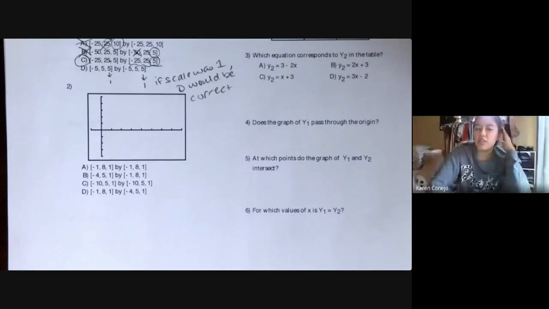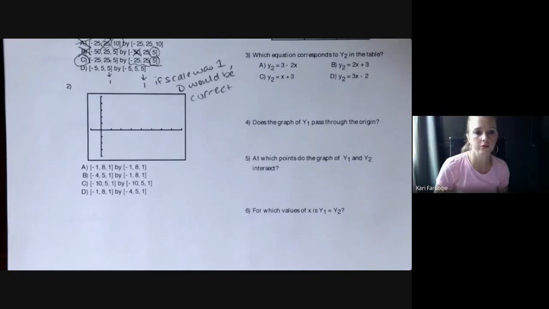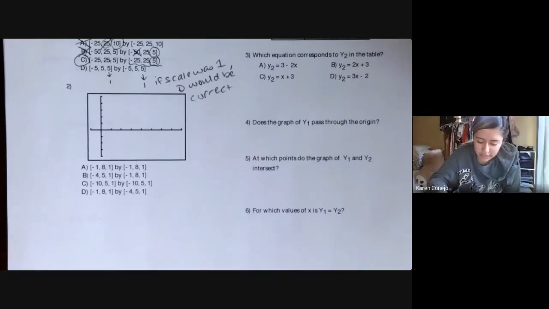I have a question. When you're on the actual calculator and you want to see this actual graph, would you look at those numbers and see it? Let's say I want to get this graph number one on my calculator, the graph we did on number one. Since the answer was C, would I insert like negative 25, comma 25, comma 5?